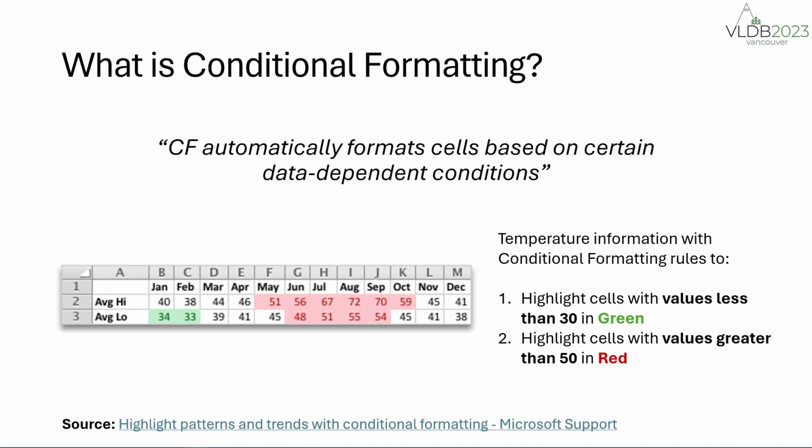Let's start with understanding what conditional formatting means. Conditional formatting, abbreviated as CF, is a popular feature in spreadsheet environments that allow users to format cells based on data-dependent conditions. The example here shows two CF rules added on a temperature information table. The first rule formats cells less than 30 in green, while the second one formats values greater than 50 in red. Conditional formatting is a powerful feature improving the presentation and visualization of data in spreadsheet.